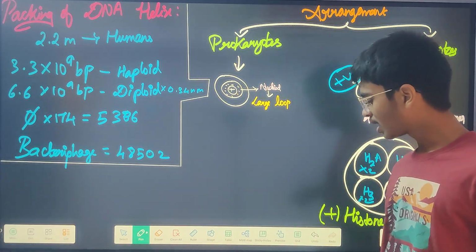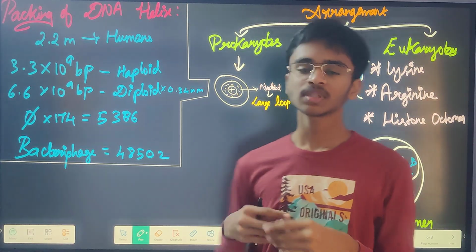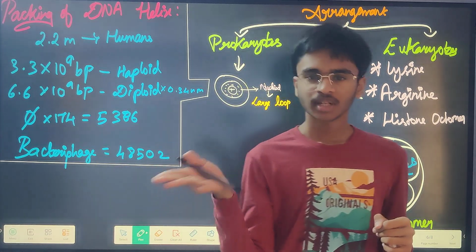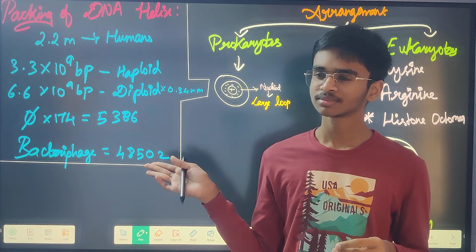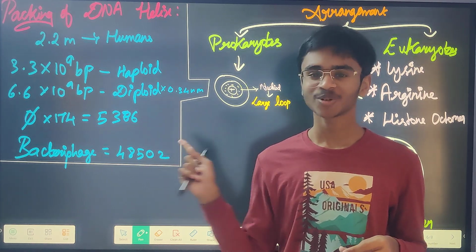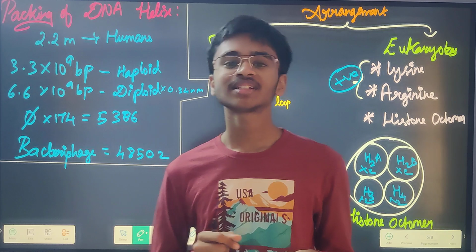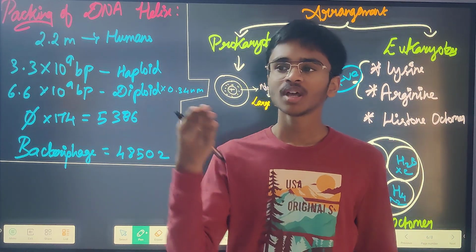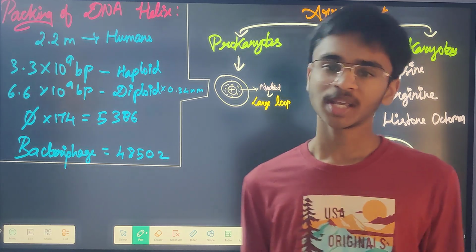Coming to other organisms, for example, phi X174 has about 5,386 base pairs. Okay, wow. Then in bacteriophage it is about 48,502, and in E. coli it is about 4.6 into 10 to the power of 6 base pairs, right?